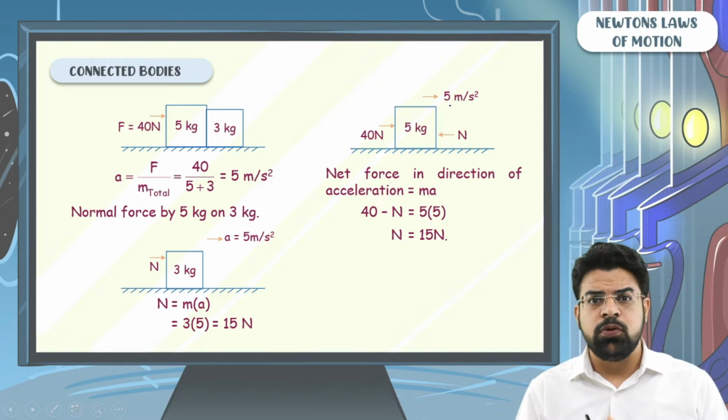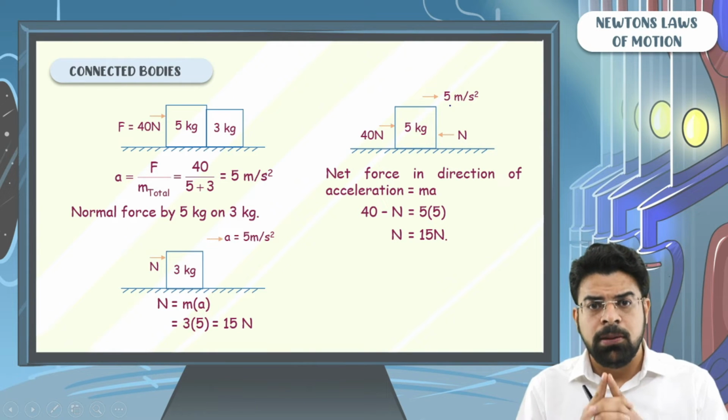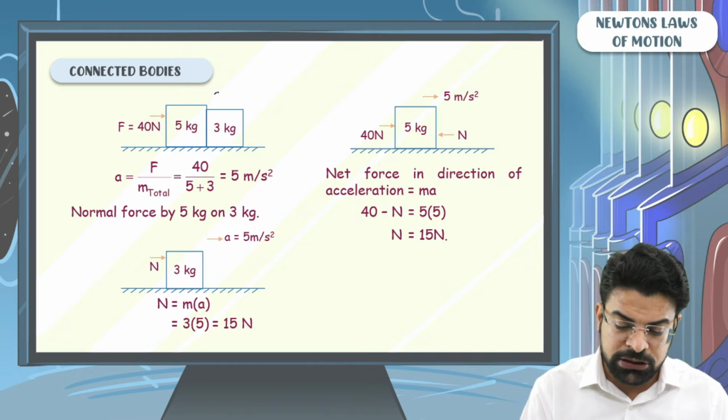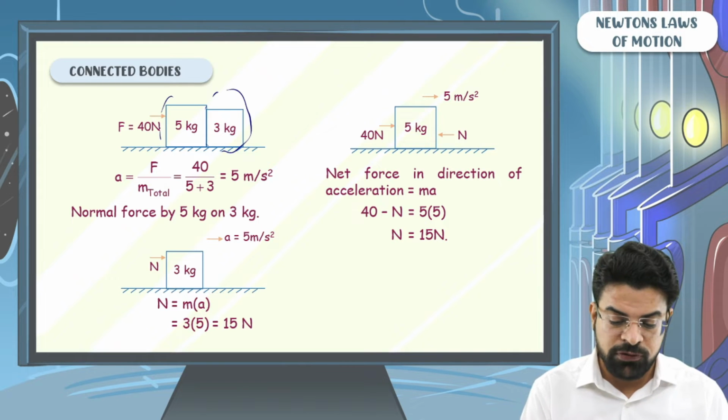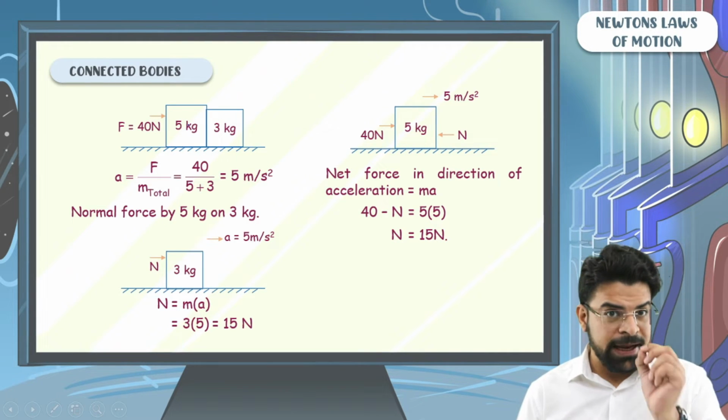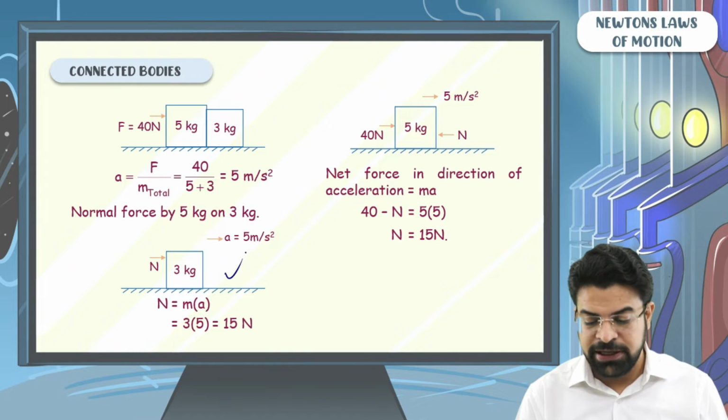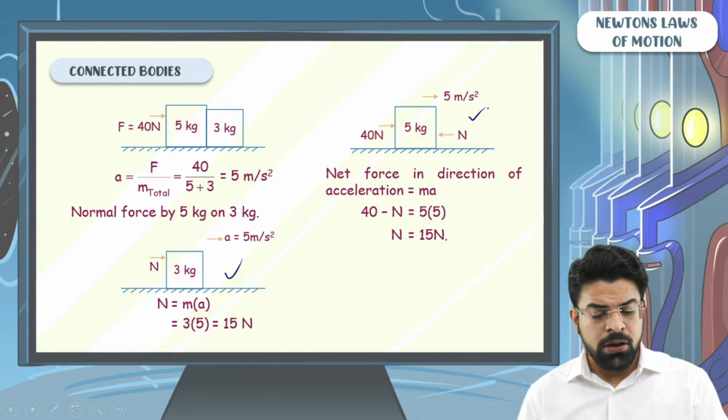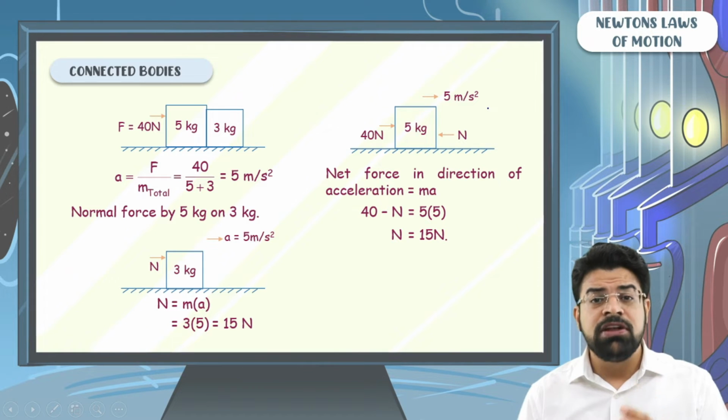Here you can see to find the normal between the bodies, you can either look at forces on 3 kg or the forces on 5 kg. But I know that you like looking at the forces on the 3 kg rather than 5 kg, right? How to solve the question if there are more than 2 blocks?